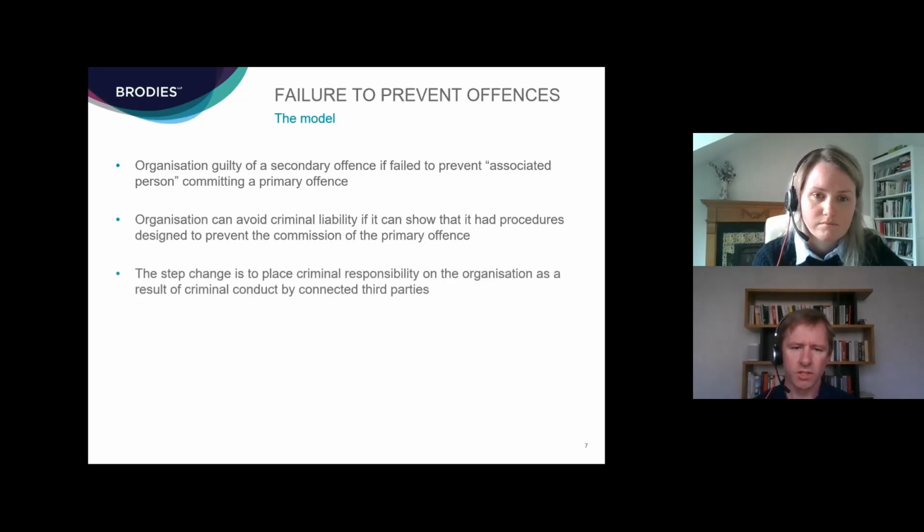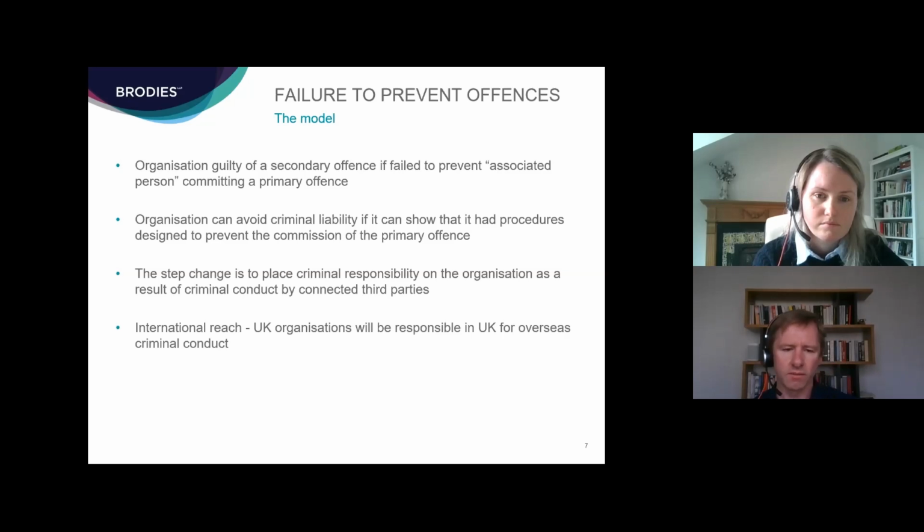So the step change here, as you already have picked up, is that this failure to prevent offence shifts criminal responsibility away from the bad actor. They still have liability, but it also puts that responsibility on the organisation, the good organisation. So they're responsible for the criminal conduct of connected third parties. But there is, of course, the good news story, which we'll come to in a second.